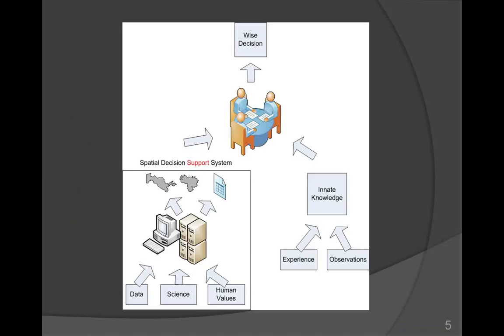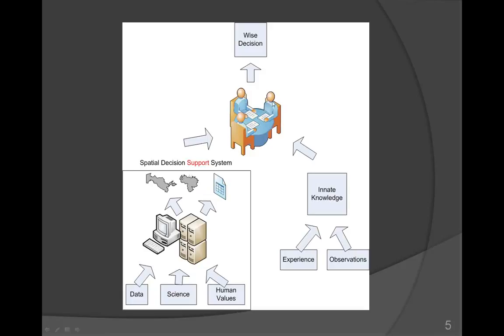Just so we're all on the same page, a little bit of a conceptual diagram here on the spatial decision support system. It's not the decision-making system, and over here in the lower left corner, a key part of it is not only does it have data and science going into the computer system, but also human values and opinions go into it as well, but in a systematic and transparent way, so you can see what the human values are.